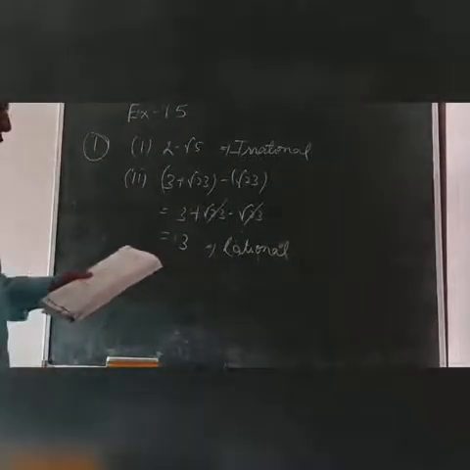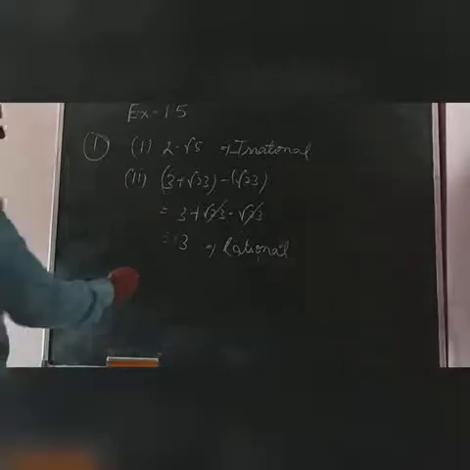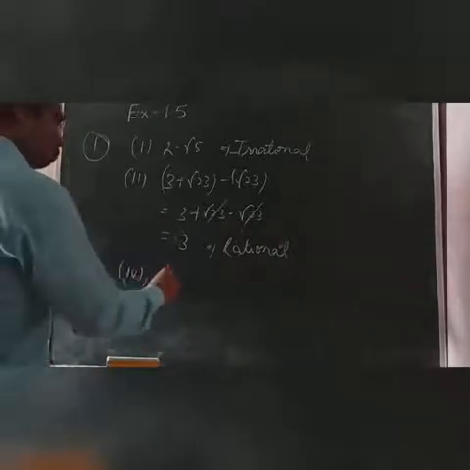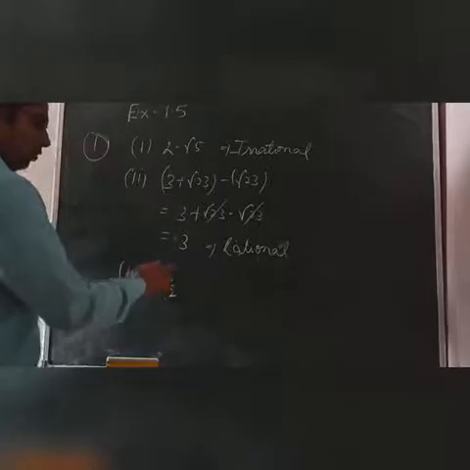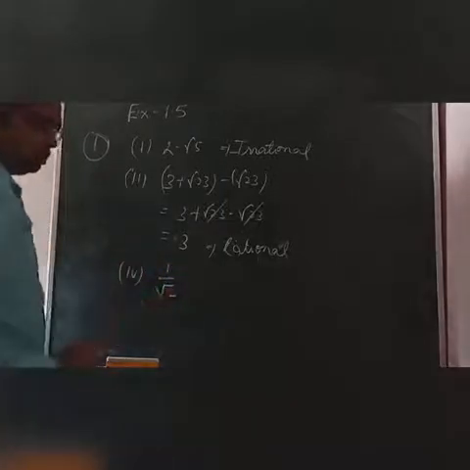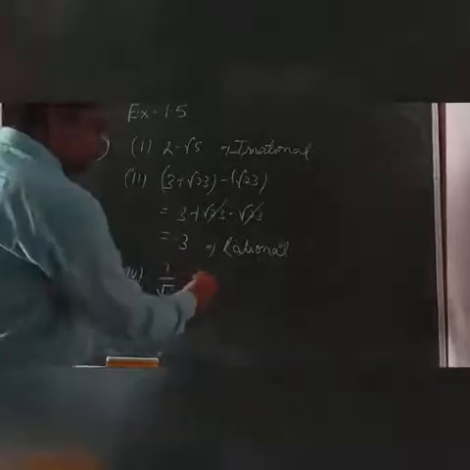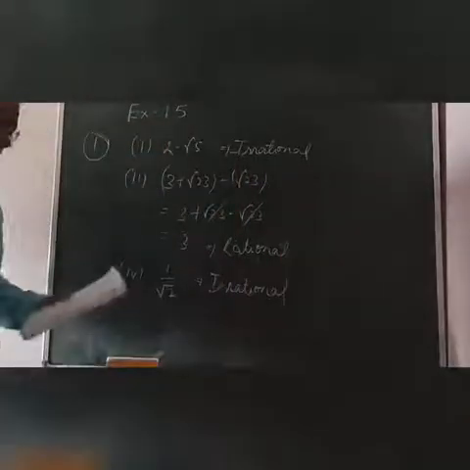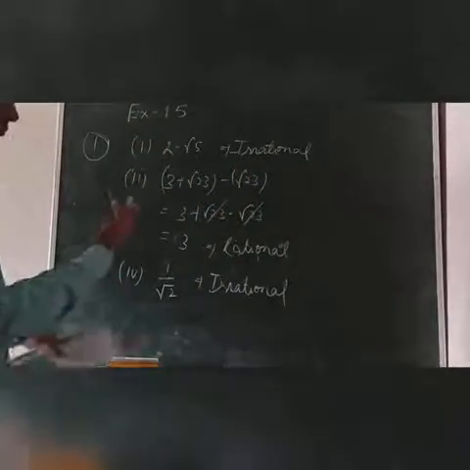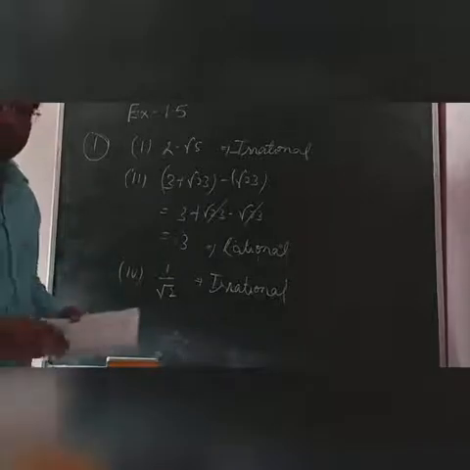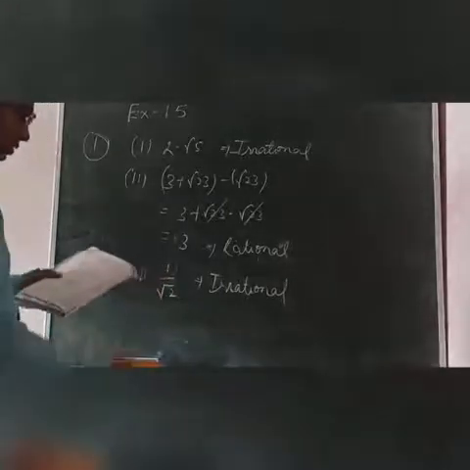Similarly you can find for the others. I am taking one more part, 1 by root 2. Here you can see 1 is a rational number and under root 2 is an irrational number. So division of rational and irrational is always irrational. You can write this. Similarly you can do all parts of this. So if any type of number is given, you can find out whether it is rational or irrational.